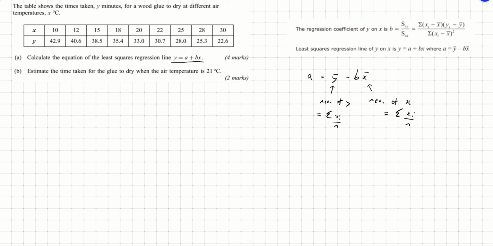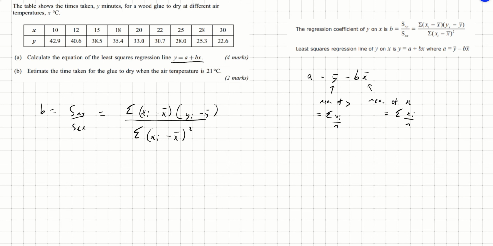We also have to work out this value b, which is a little bit more complicated. So b equals sxy divided by sxx, which is the sum of xi minus x bar times yi minus y bar, divided by the sum of xi minus x bar squared.